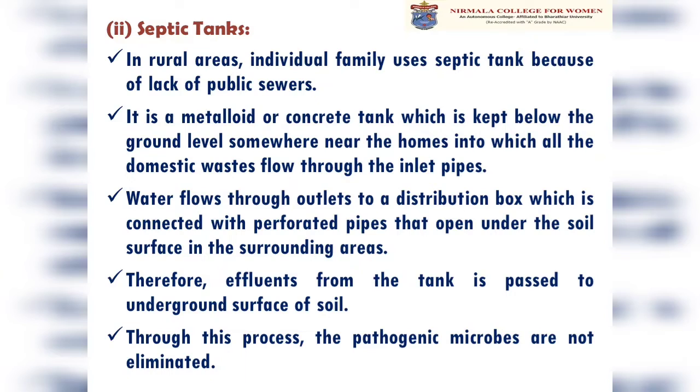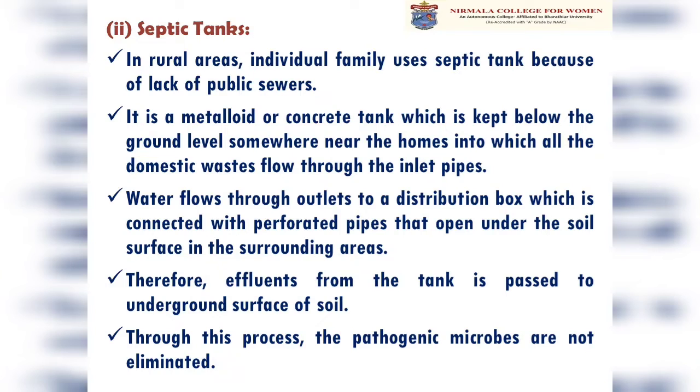Next we can see what is a septic tank. In rural areas, individual families use septic tanks because of lack of public sewers. It is a metalloid or concrete tank which is kept below the ground level somewhere near the homes, into which all the domestic waste flows through the inlet pipes. Water flows through outlets to a distribution box which is connected with perforated pipes that open under the soil surface in the surrounding areas. Therefore, effluents from the tank are passed to the underground surface of soil.